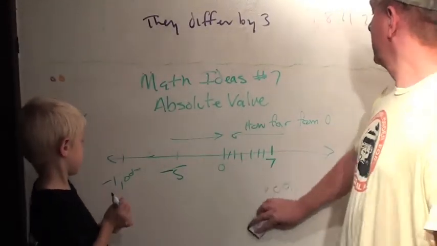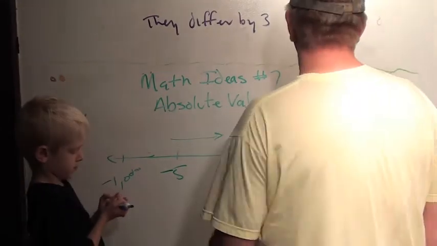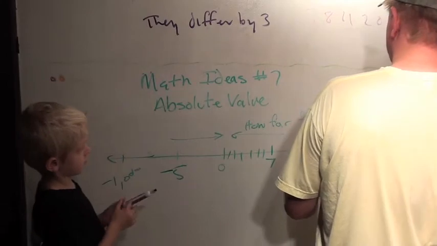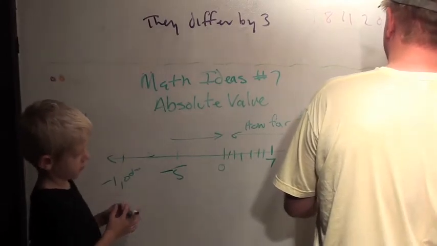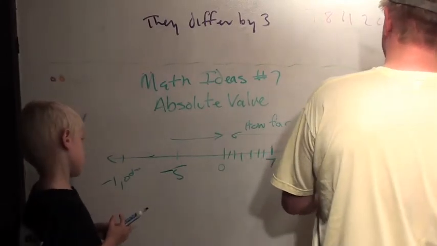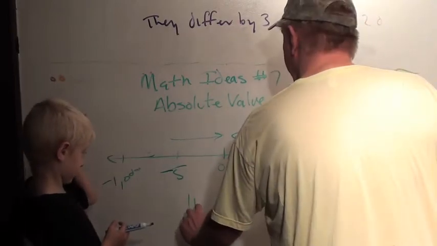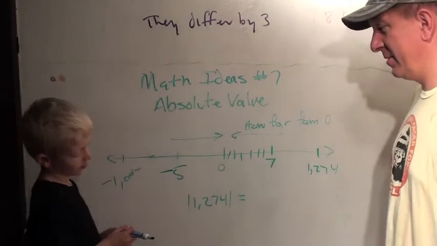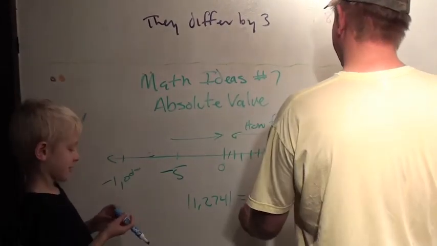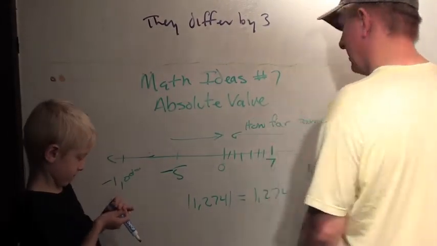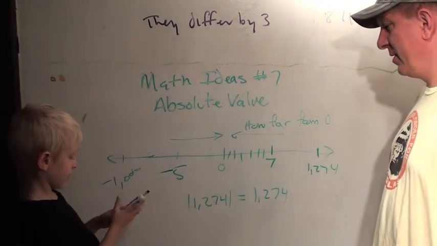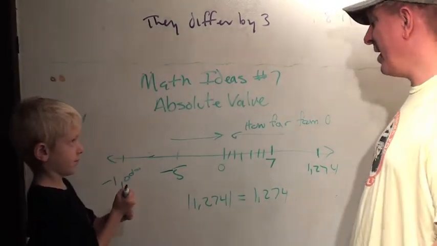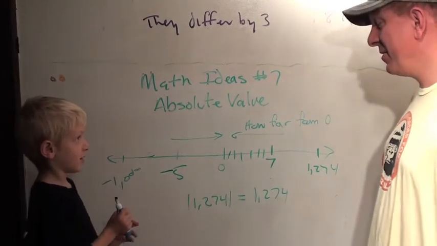Okay, one last challenging one. What is the absolute value of positive 1,274? So absolute value of 1,274. 1,274. Why is that? It should take 1,274 units to get to 0. Yeah. Okay, so you ready for some tricky absolute value problems? Yeah.